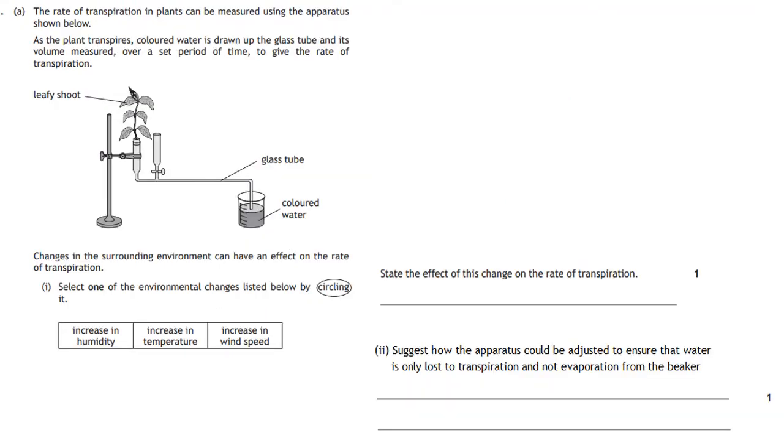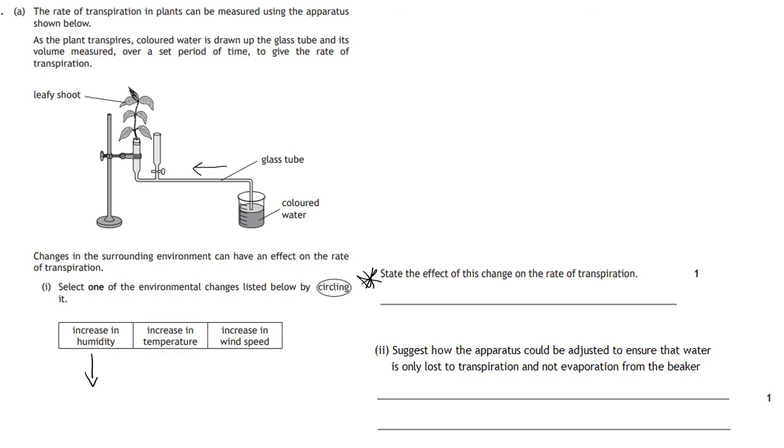So again, we're moving on, and this is our transpiration question. Question 11, okay? The rate of transpiration in plant cells can be measured using the apparatus shown below. As the plant transpires, coloured water is drawn up the glass tube. So look at this, coloured water is drawn up that glass tube, and its volume is measured over a set period of time to give the rate of transpiration. Changes in the surrounding environment can have an effect on the rate of transpiration. Select one of the environmental changes listed below, right, by circling it, and look at the question. State the effect of this change on the rate.